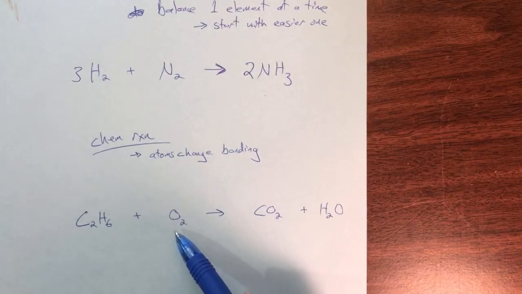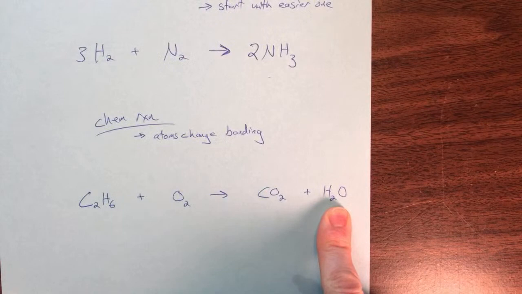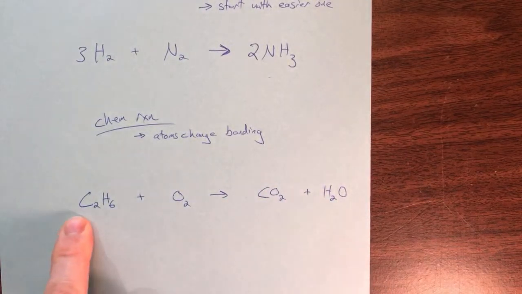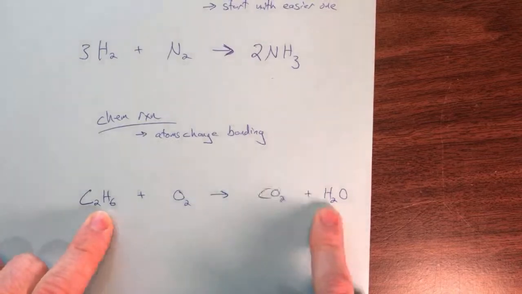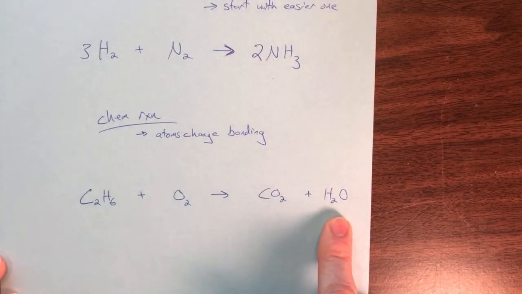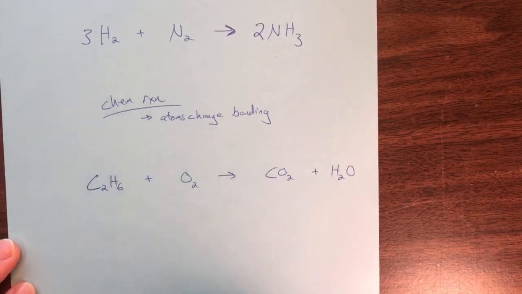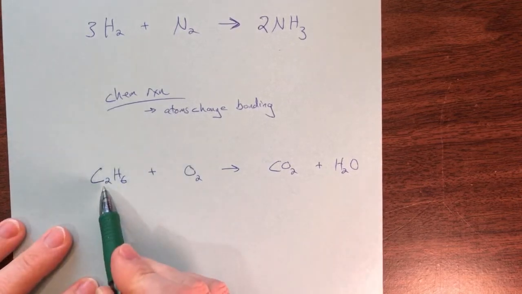Why? We're going to balance oxygen last because oxygen is in 1, 2, 3 different things. Okay? Notice carbon is in 1, 2 things, right? Carbon's in 2 things. Hydrogen is in 2 things, but oxygen is in 1, 2, 3 things. So we're going to balance oxygen last because it's the hardest one to do. Okay? So the first thing I'm going to do is I'm going to start with carbon. You can start with hydrogen.